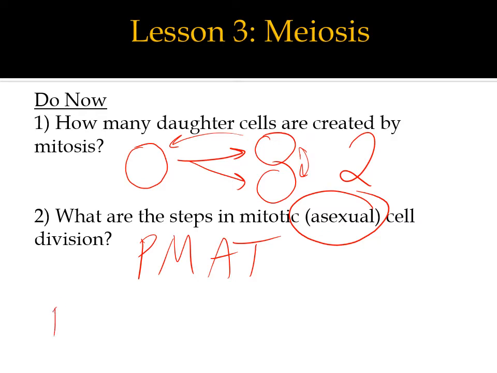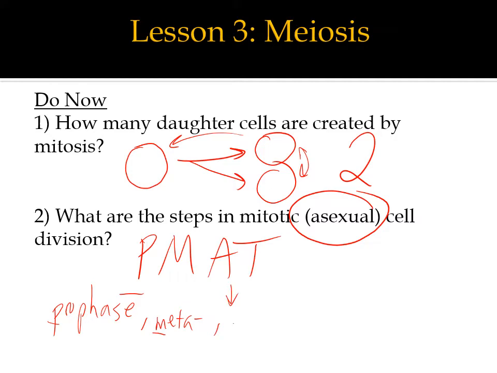So the P is prophase, P for prophase, P for packed. The chromosomes condense, the DNA condenses. You finally actually see it as this structure called the chromosome. The M is metaphase. I'm not even going to write phase, I'll just write meta. M for meta, M for middle. The chromosomes line up in the middle of the cell.